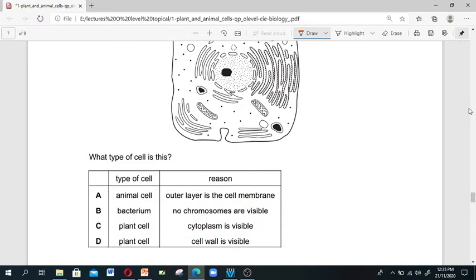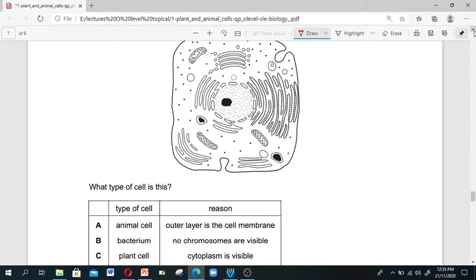If you observe this cell, it could not be a plant cell, because the cell wall is not there and there is no presence of chloroplast. It could not be a bacterium cell, because you can see double membrane bound structures like mitochondria, nucleus, endoplasmic reticulum, and vacuoles. A proper nucleus is present, and the nuclear membrane is also there.